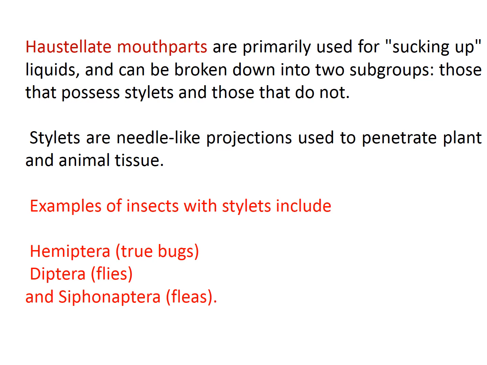Suctorial mouthparts are primarily used for sucking liquids and can be broken down into two subgroups, those that possess stylets and those that do not. So what are stylets? Stylets are needle-like projections used to penetrate plant and animal tissues. The stylet types, that is those mouthparts having stylets, are Hemiptera, Thysanoptera, Diptera flies and Siphonaptera fleas.